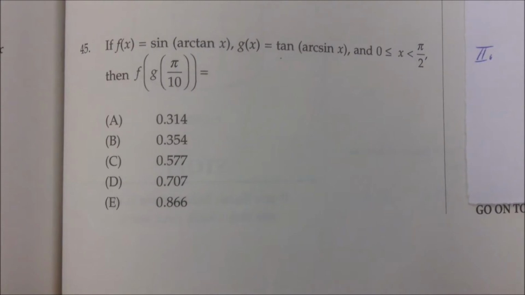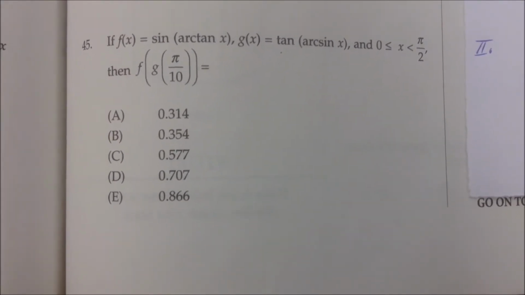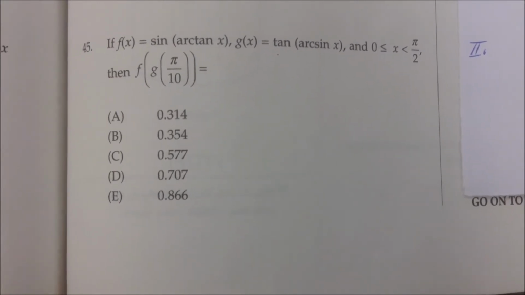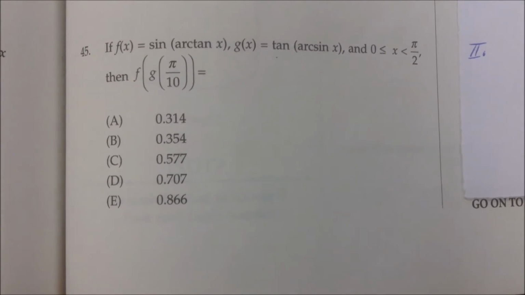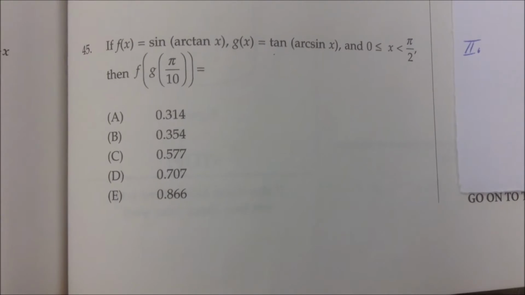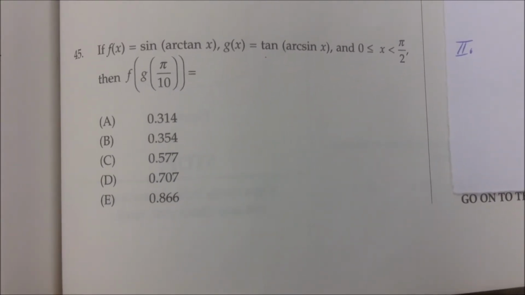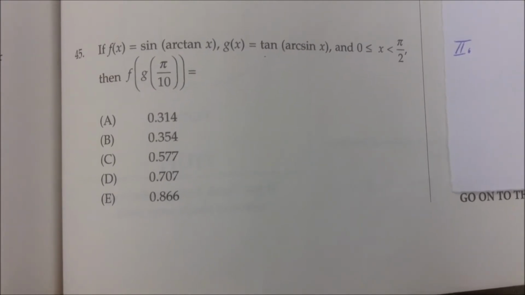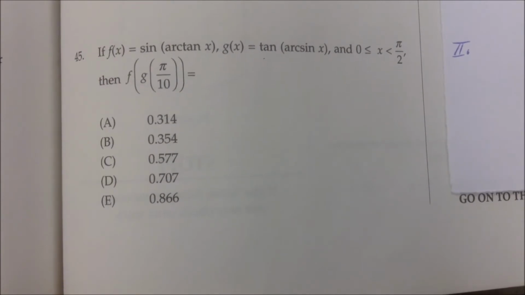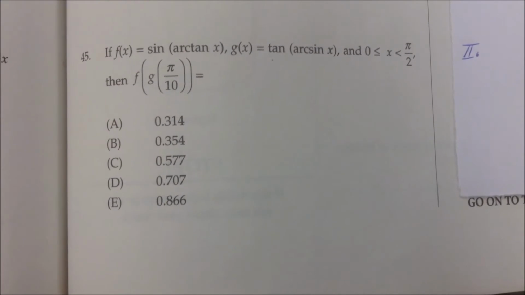Task number 45. You have the function f(x) that equals sine of arctangent x, and you have the next function g(x) that equals tangent of arcsine x, where x is an angle in the range from 0 to π/2. So you need to find f of g.